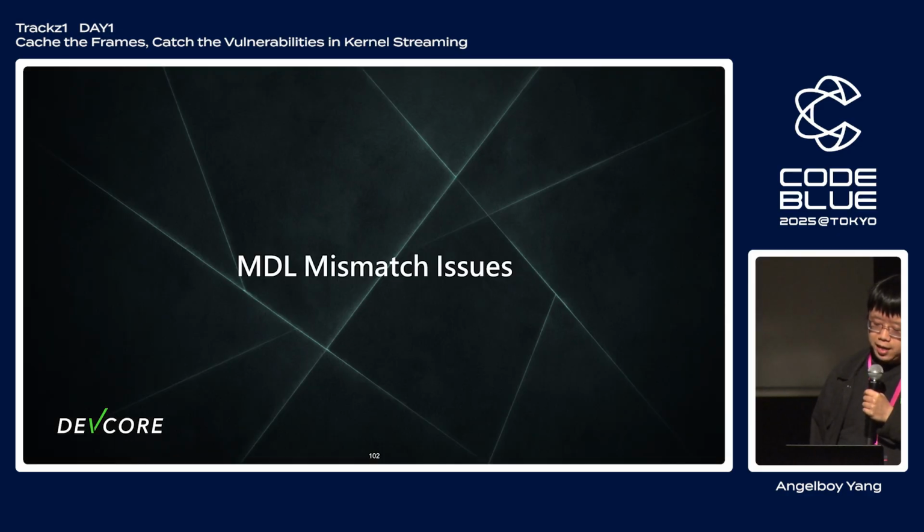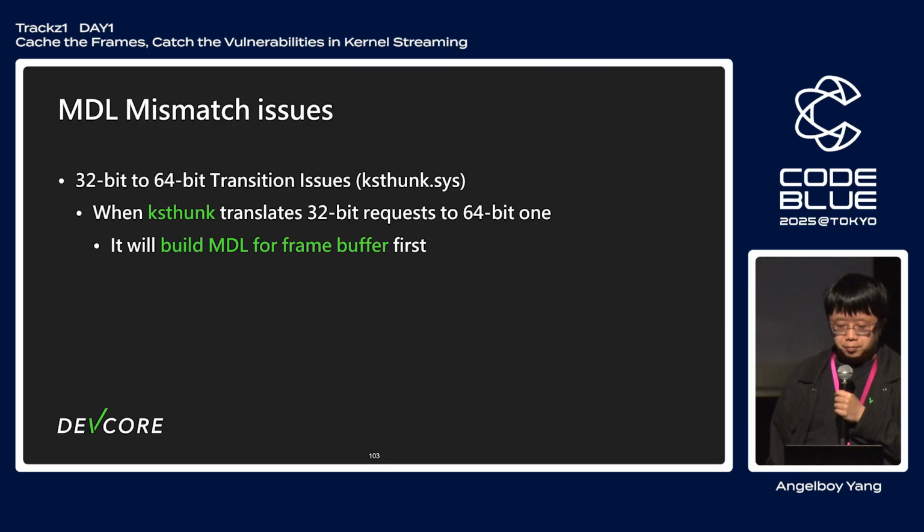The next bug class is MDO mismatch. When KSUNC receives a 32-bit request, it not only converts the request to 64-bit, but also pre-allocates an MDO for a frame buffer.